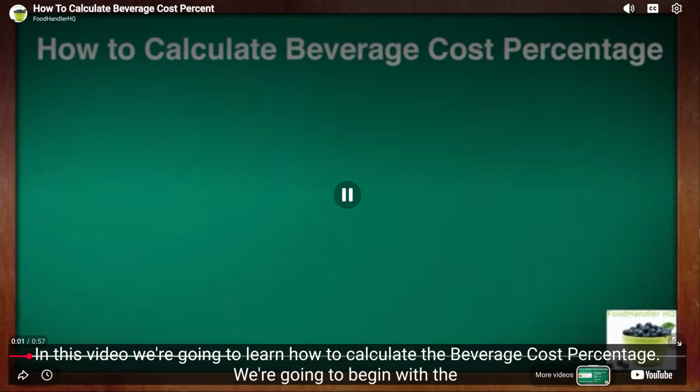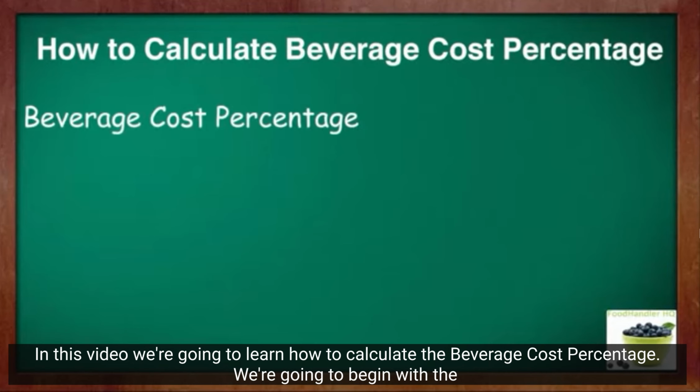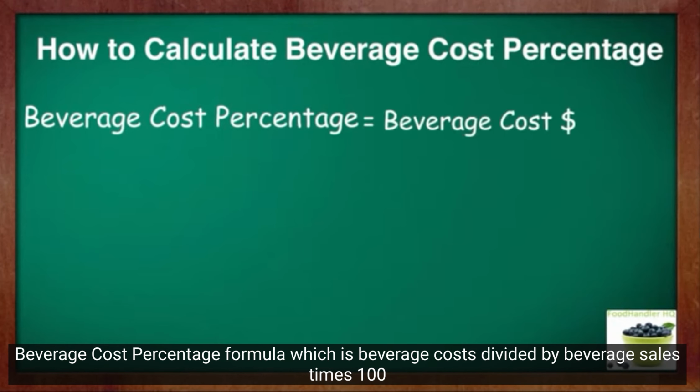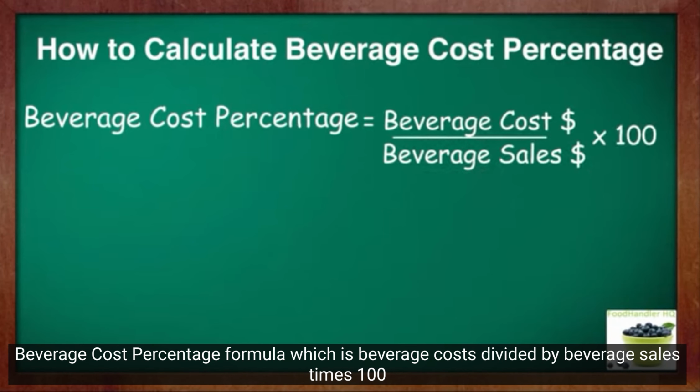In this video, we're going to learn how to calculate the beverage cost percentage. We're going to begin with the beverage cost percentage formula, which is beverage cost divided by beverage sales times 100.